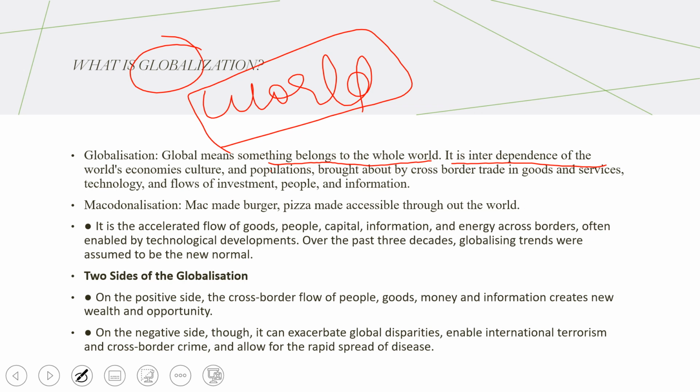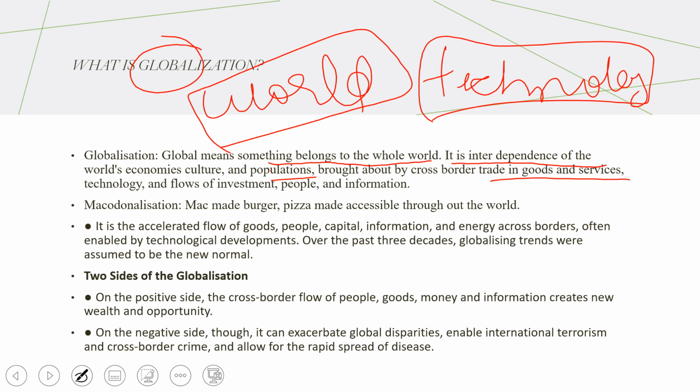It is the interdependence of the world's economies, cultures and populations, and it has been brought about by cross-border trade in goods and services, technology, and flows of investment, people and information. Currently, globalization is spreading through FDI, foreign direct investment, or getting technology. Even right now you are watching this video on YouTube. YouTube is from another country, I belong to another country. So in that manner also you are gaining knowledge. You are using the resources of another company situated in another place. That is the interconnection between the people, the interdependence of the world globally. That is known as globalization.